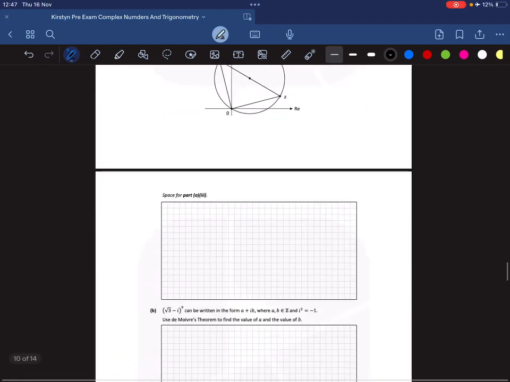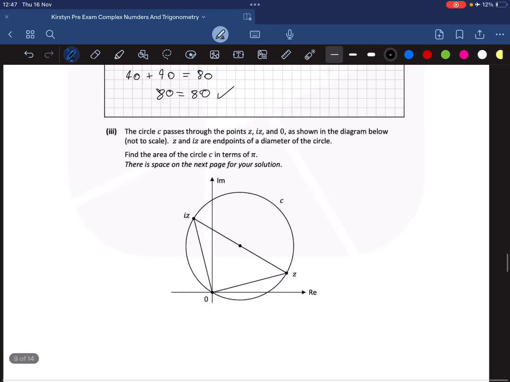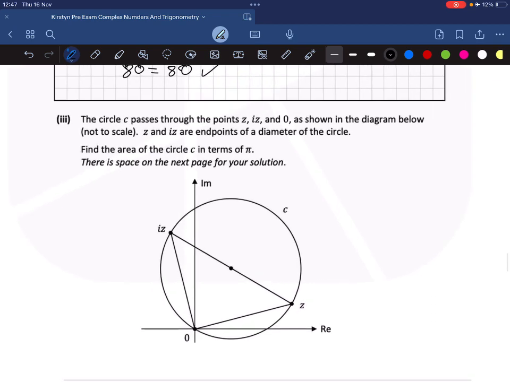I'm not going to write it down there. I'm just going to write it in beside it, just so you have the picture there to help you. So, from the last question, we have the point z is equal to 6 plus 2i. iz is going to be minus 2 plus 6i. So first of all, what's this question asking?